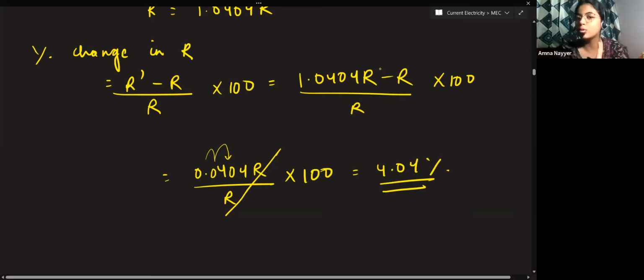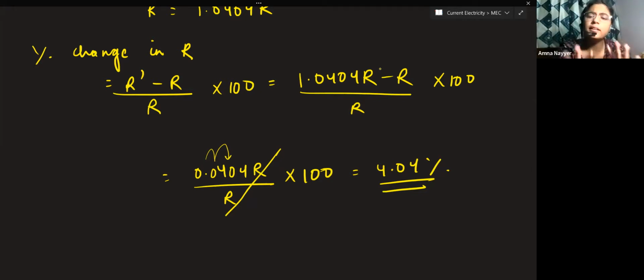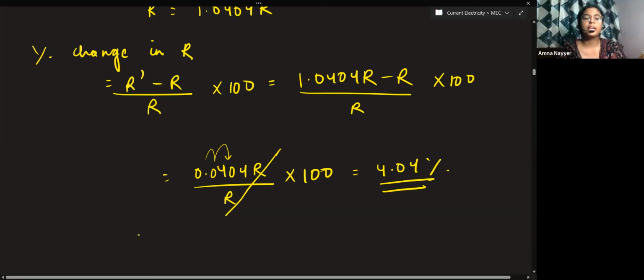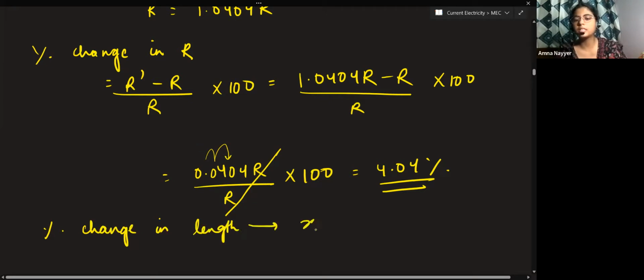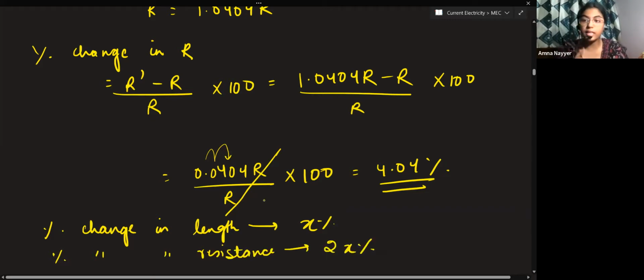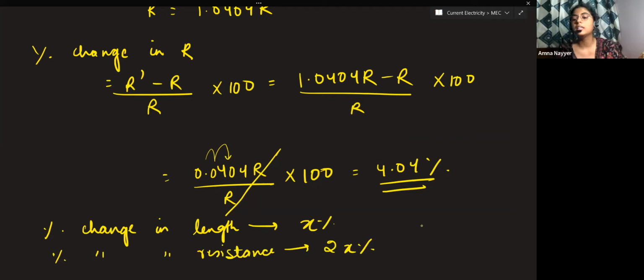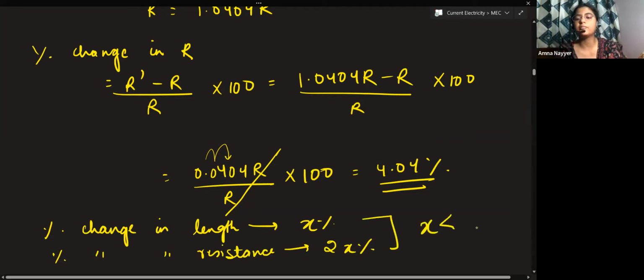Now for all those who are getting different answers, there's a trick that will not give you the exact answer, but you will be able to analyze whether your answer is correct or not. See, if the percentage change in length is X%, then the percentage change in resistance is approximately 2 times X%. When is this valid? If your change in length is less than 5%. For example, in this case, it was 2%.